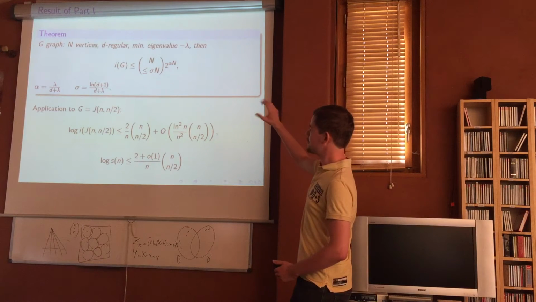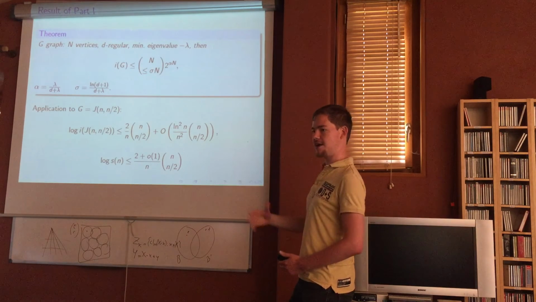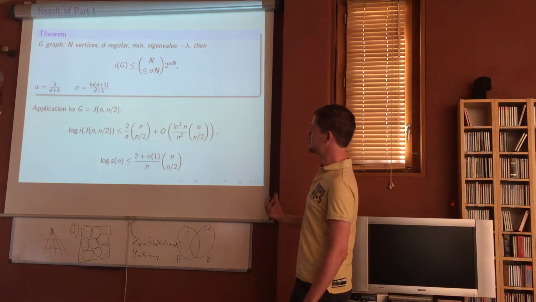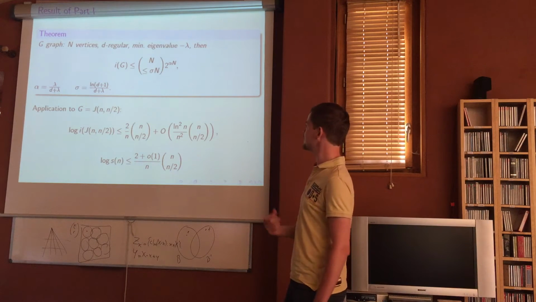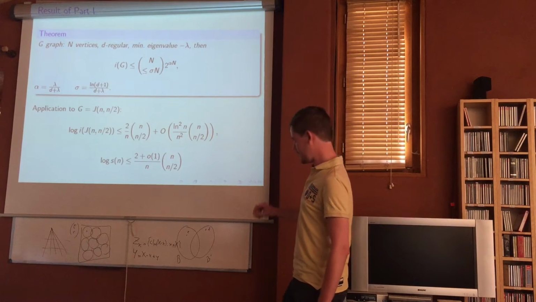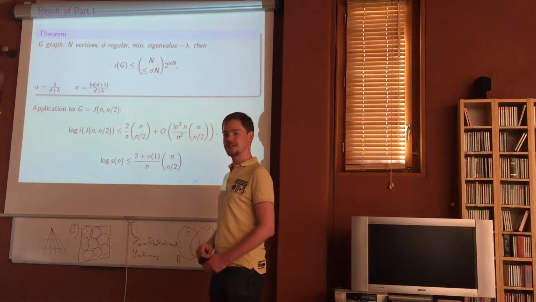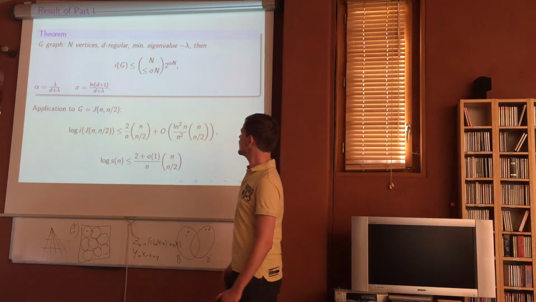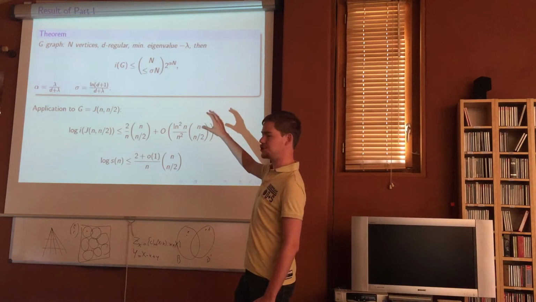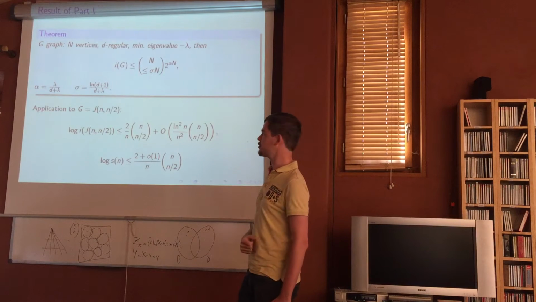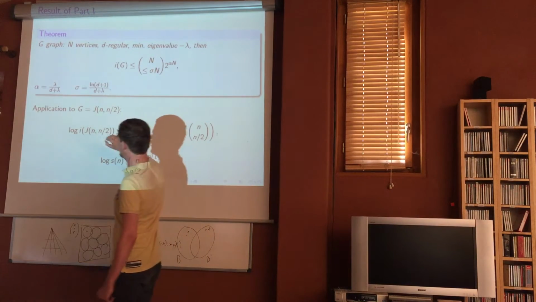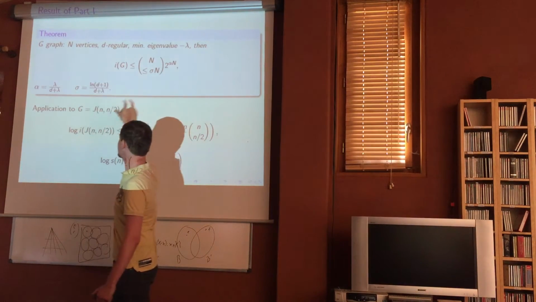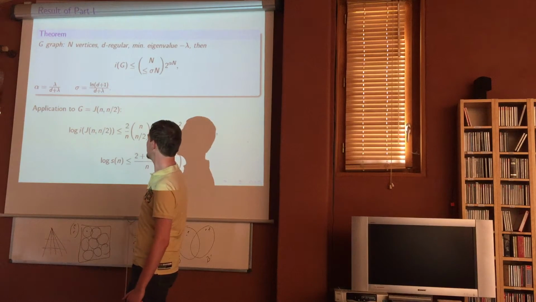So our main theorem in this part is, if you have a graph on capital N vertices that is d-regular and has minimum eigenvalue of the adjacency matrix negative lambda, then we can put an upper bound on the number of stable sets in this graph. The upper bound is basically a binomial coefficient multiplied by a power of 2. And there are some expressions for this alpha and sigma that appear in this bound.